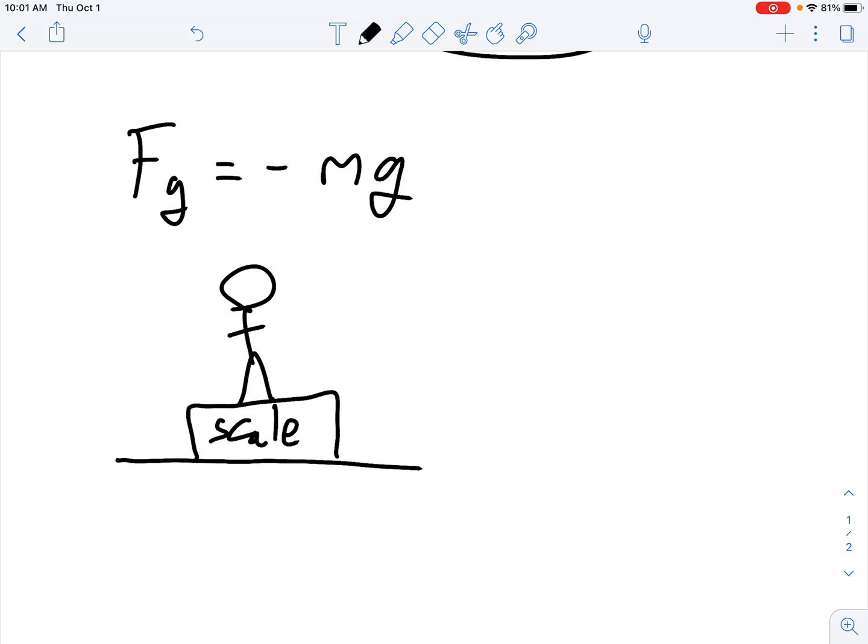Gravity pulls you down to the earth. The scale measures how much you're squeezing the spring. So the scale is directly measuring the force of gravity, and if you convert the force of gravity to a mass, it can report back the mass. If you want to know your mass, take the force of gravity, divide it by g, and you get mass. So that's what the scale does.